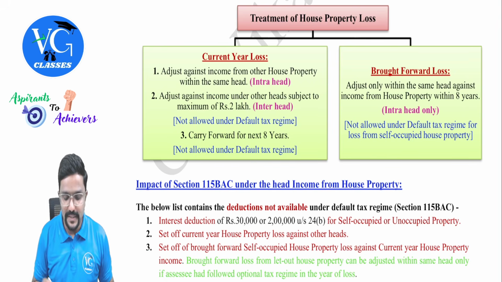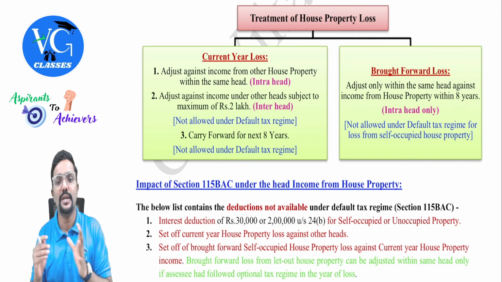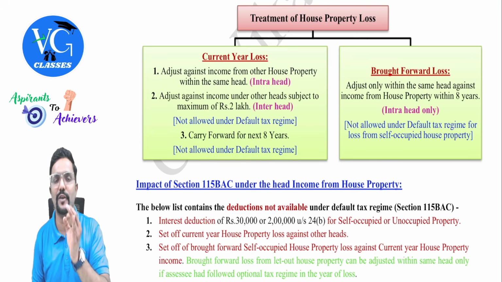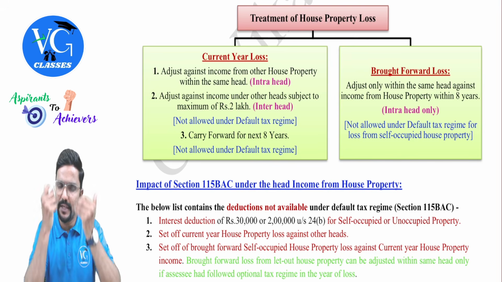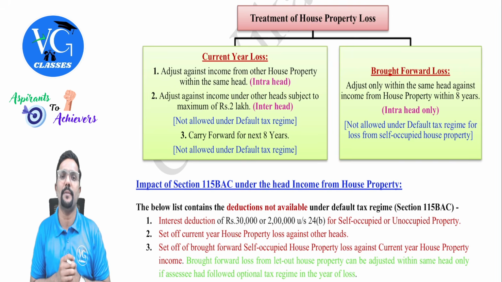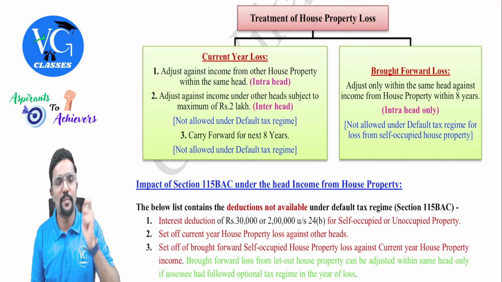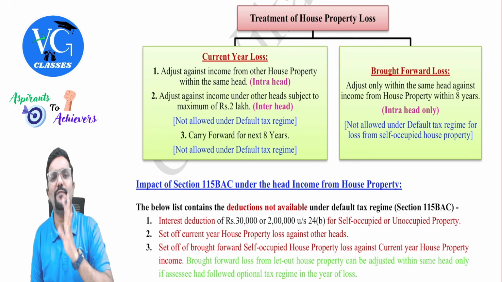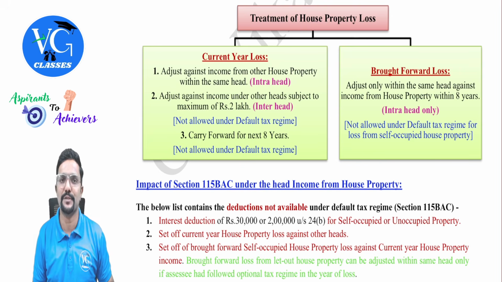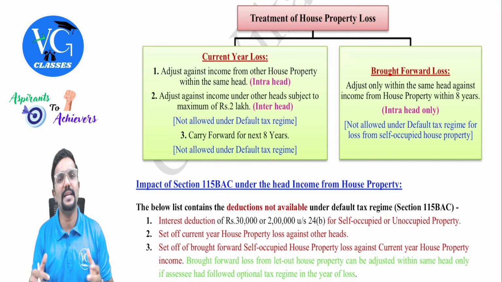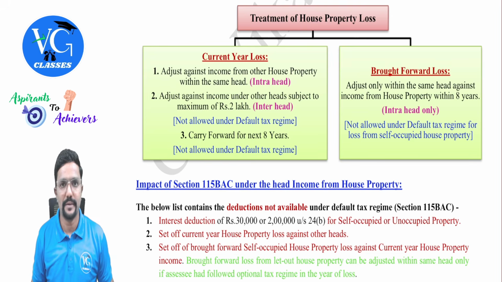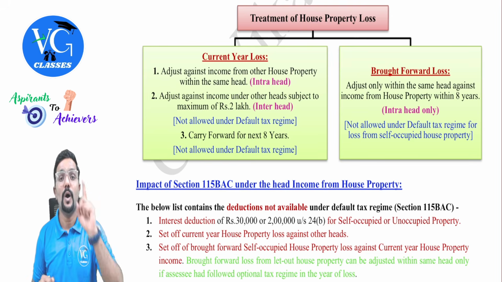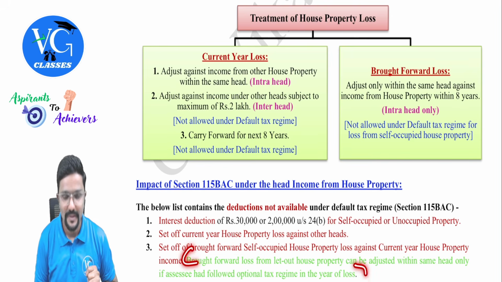Set off of brought forward self-occupied house property loss against current year house property income. Guys, first of all, you should know a general rule. That is, if a loss is brought forward, we can adjust it only within the same head. Correct? Now, if the assessee has a brought forward house property loss which was from self-occupied property, can he adjust it against the income from house property within the same year, within the same head? No, he cannot. Intra-head also not allowed.